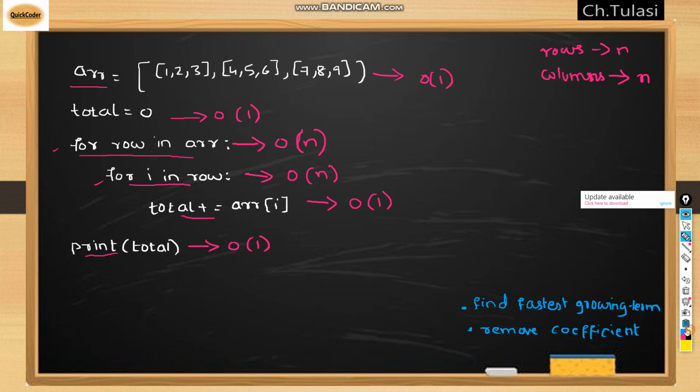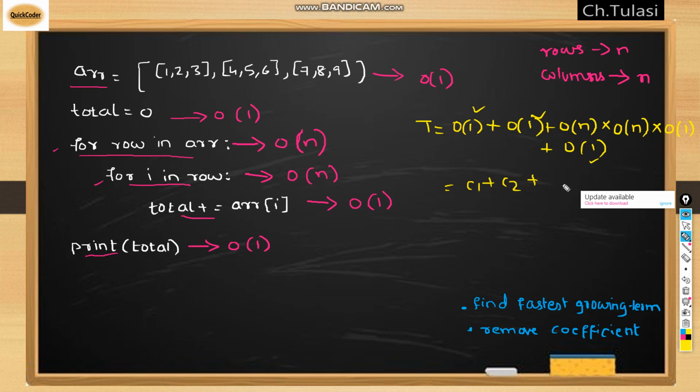So let's analyze how much time it will take. My total time is equal to O of 1 plus O of 1 plus O of n into, as it is an inner for loop, into O of 1 plus O of 1. As these are constants, let's take c1 plus c2 plus n into, let's name these c3 and c4. Adding c1, c2, c4, we will get another constant, let's say c5, plus n square into c3.